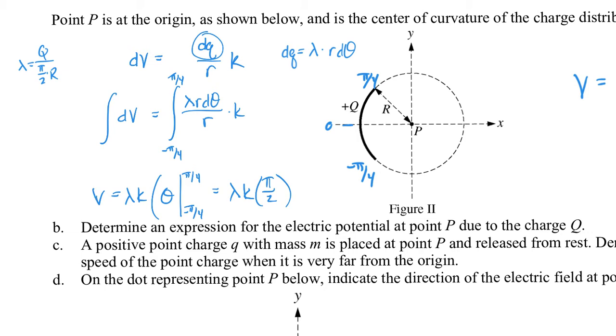Of course, we can't leave it in terms of lambda, but lambda is Q over pi over 2 r. So if I replace that for lambda, I will get Q over pi over 2 r. The pi over 2's cancel, and I get kQ over r. That's a little deceptive because of where the k is there, so the k was not underneath the radical there.